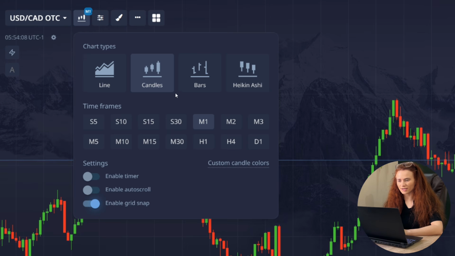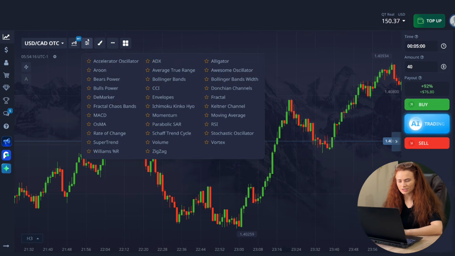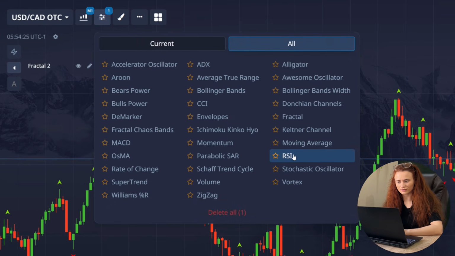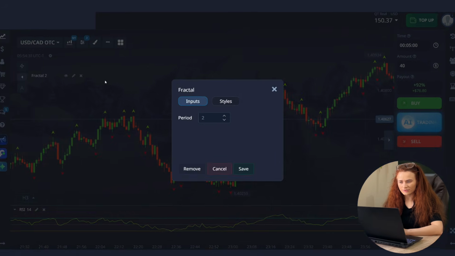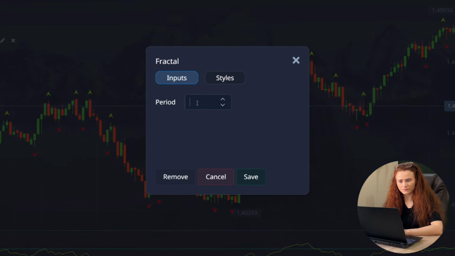Chart type candles, time frame 1 minute. Open the indicator section and add Fractal and RSI. Fractal, increase the period to 3. This removes false signals, the indicator becomes more precise. And leave the style as default.